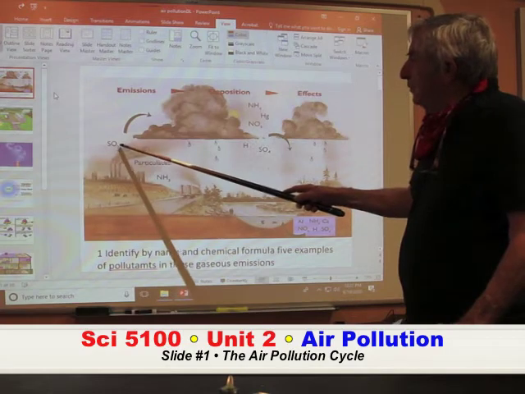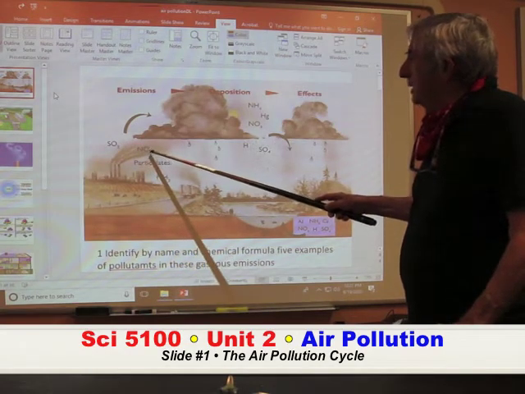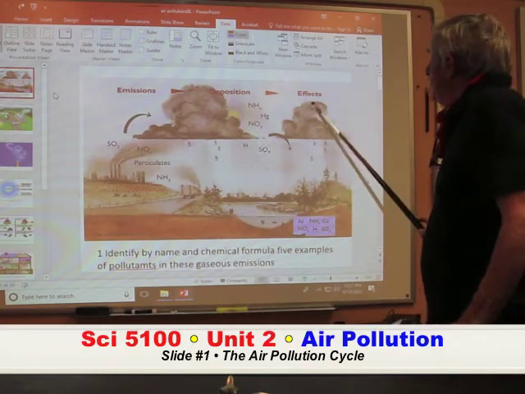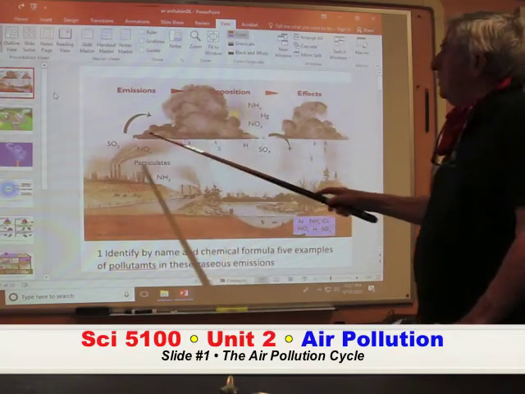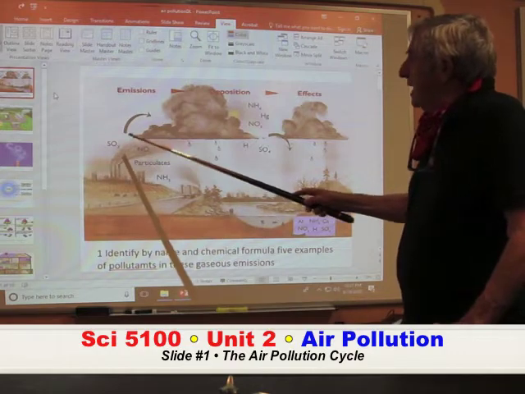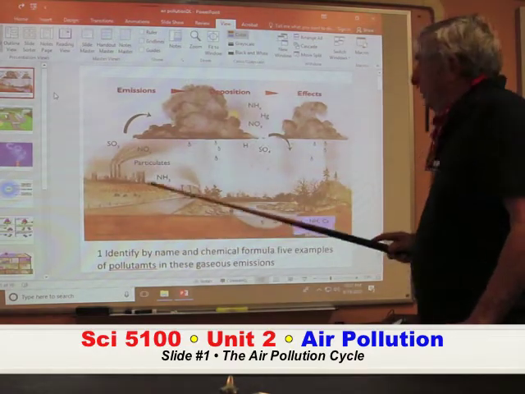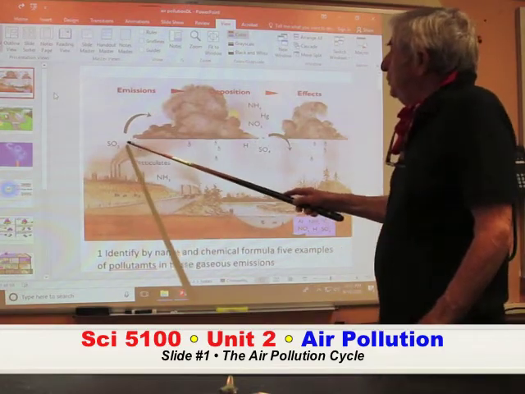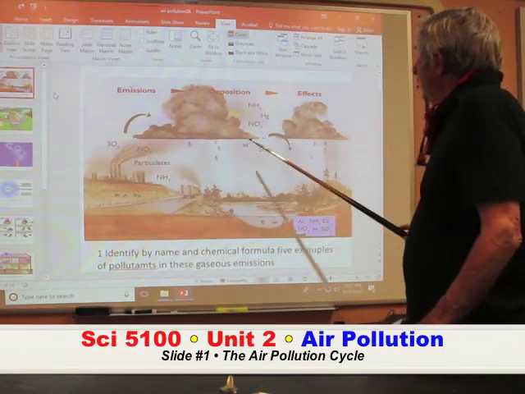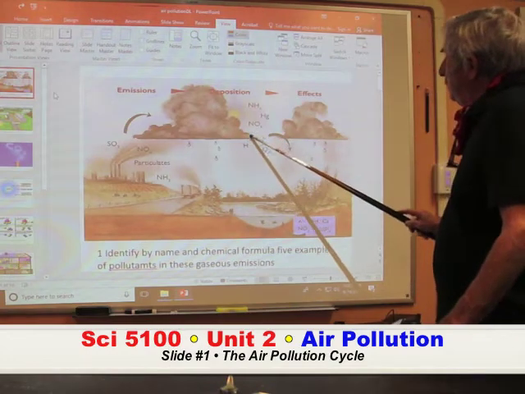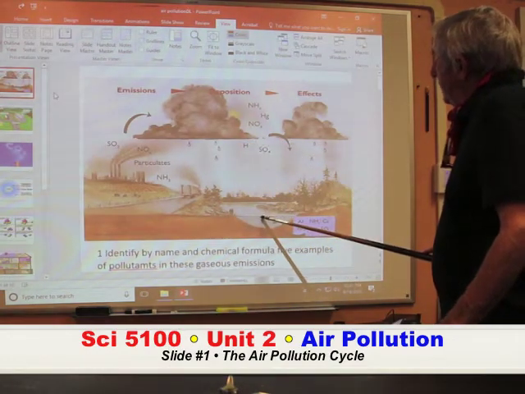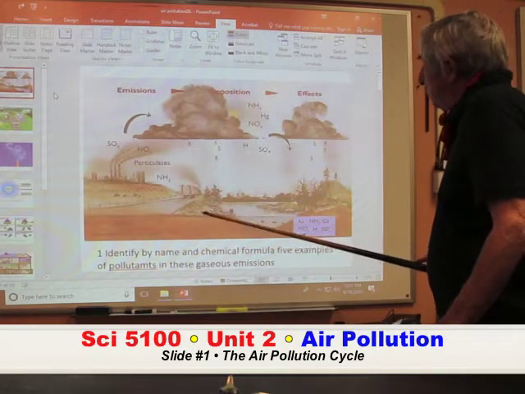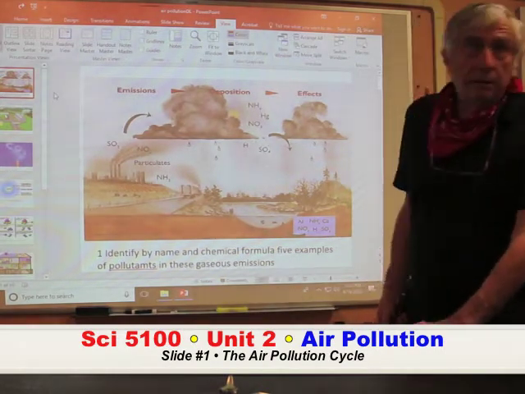And so you have sulfur dioxide and nitrogen dioxide coming up into the air. And the air, of course, has moisture in it. There are clouds in the air. So what happens often is the sulfur dioxide reacts with the water and produces an acid called sulfuric acid. And the acid falls into the lake here, or the body of water. If there's a lot of it, it makes the body of water acidic.